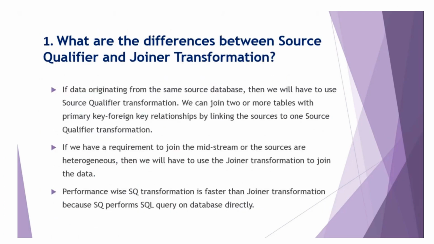Let's go for the answers. The first one is, what are the differences between the source qualifier and joiner transformation? The answer is, if data originates from the same source database, then we have to use the source qualifier transformation. We can join two or more tables with primary key foreign key relationships by linking the sources to one source qualifier transformation. If we have a requirement to join midstream or the sources are heterogeneous, then we have to use the joiner transformation to join the data. Performance wise, the SQ transformation is faster than the joiner transformation because SQ performs the SQL query on the database directly.